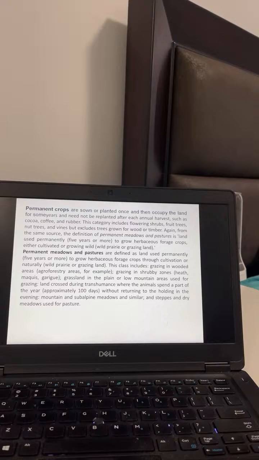Again, from the same source, the definition of permanent meadows and pasture is land used permanently for 5 years or more to grow herbaceous forage crops, either cultivated or growing wild, prairie, or grazing land. This class includes grazing in wooded areas, including agroforestry areas, for example, grazing in shrubby zones, heath, maquis, garrigue, grassland in the plain or low mountain areas used for grazing.